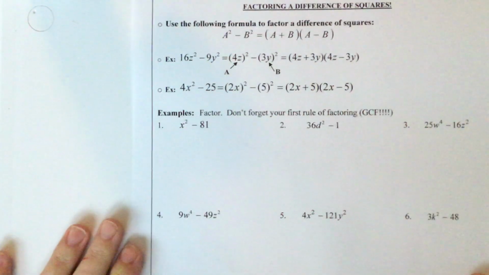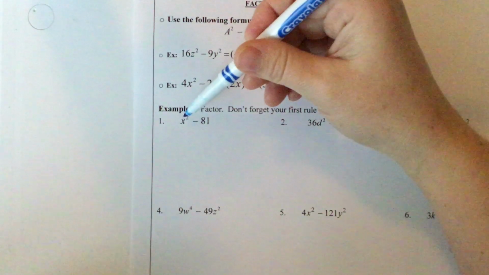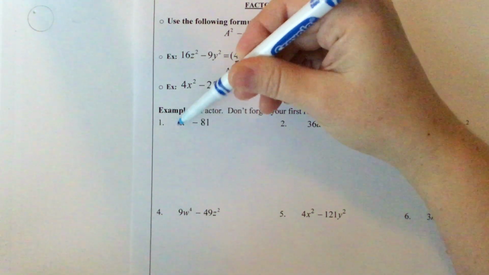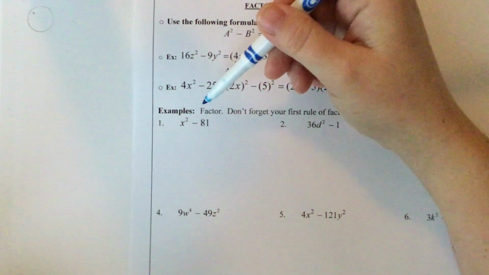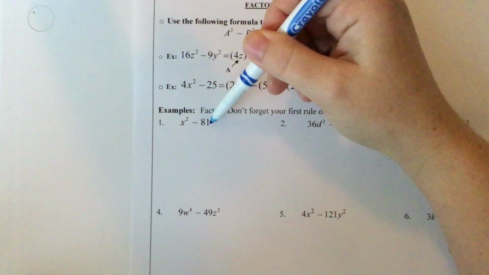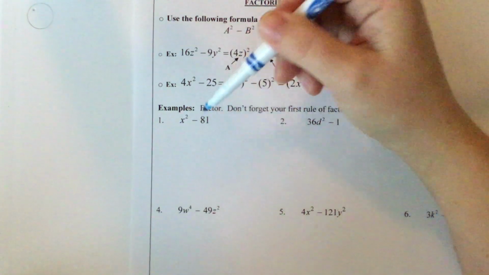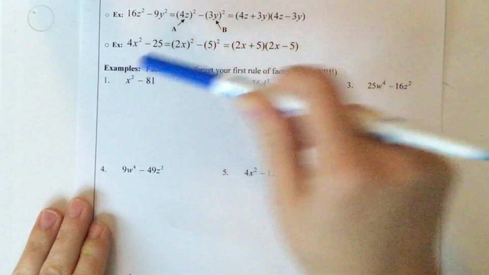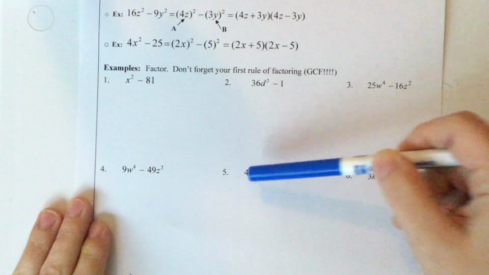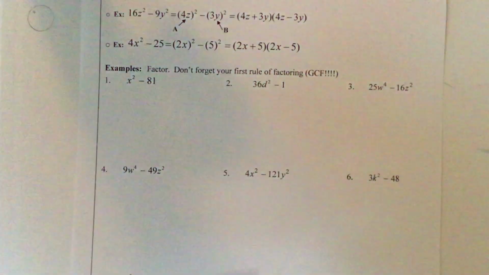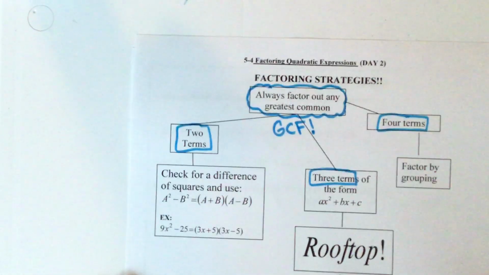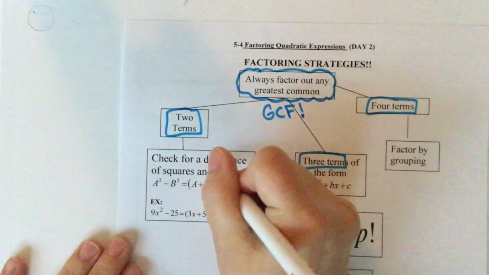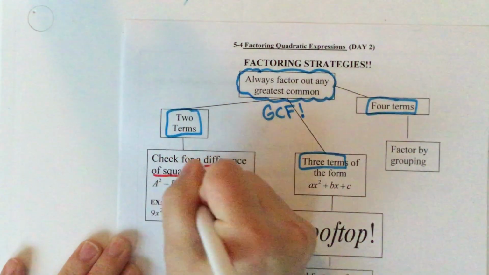Just looking at example 1, I look to see if there's a GCF, but nothing can go into 1 and 81 besides a 1, and they don't both have x's. So this does not have a GCF. Do you see how every problem on this page has 2 terms? 1, 2, 1, 2, 1, 2, 1, 2, 1, 2. Okay, so taking you back to the chart. When something has 2 terms, we look to see if it's a thing called a difference of squares.